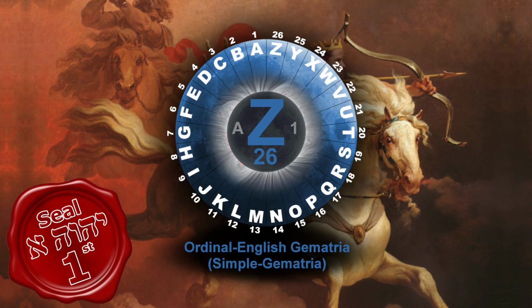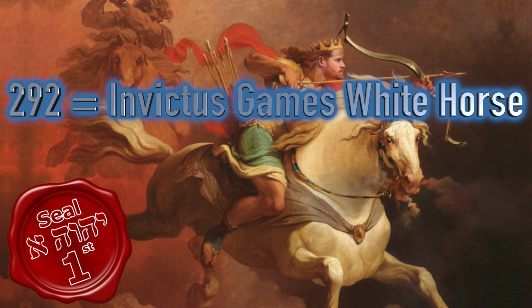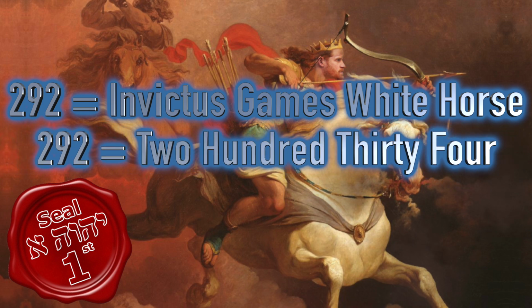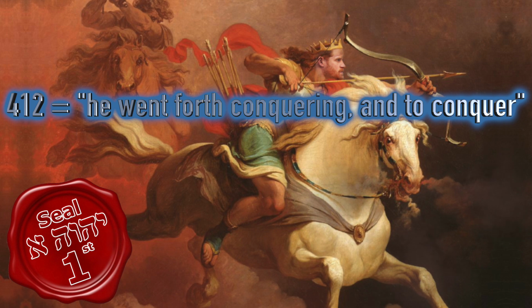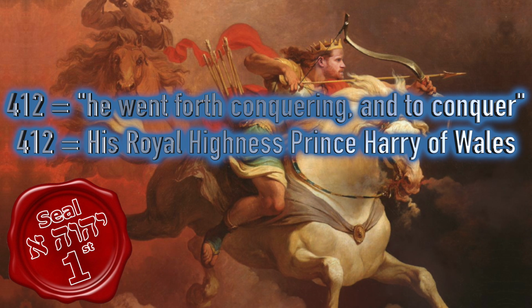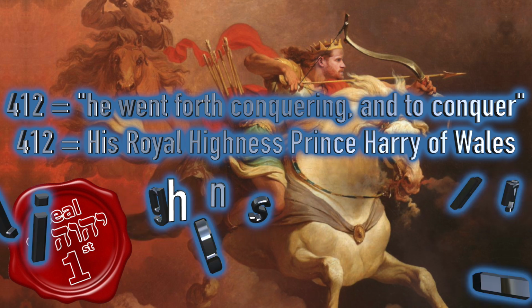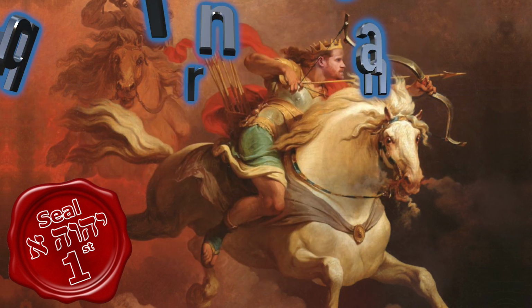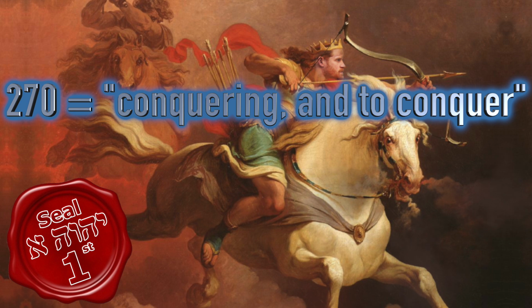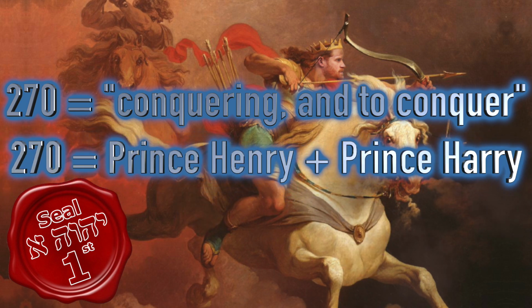Using Ordinal English Gematria, Invictus Games White Horse equals 292, and the number in words 234 also equals 292. Using Ordinal English Gematria, he went forth conquering and to conquer equals 412. Also equaling 412 is His Royal Highness Prince Harry of Wales, as well as His Royal Highness Prince Henry of Wales. Using Ordinal English Gematria, conquering and to conquer equals 270, as well as Prince Henry and Prince Harry.